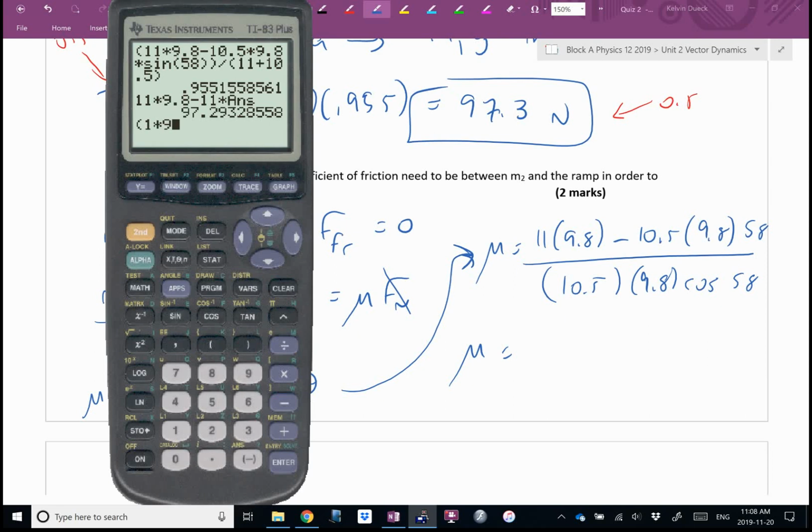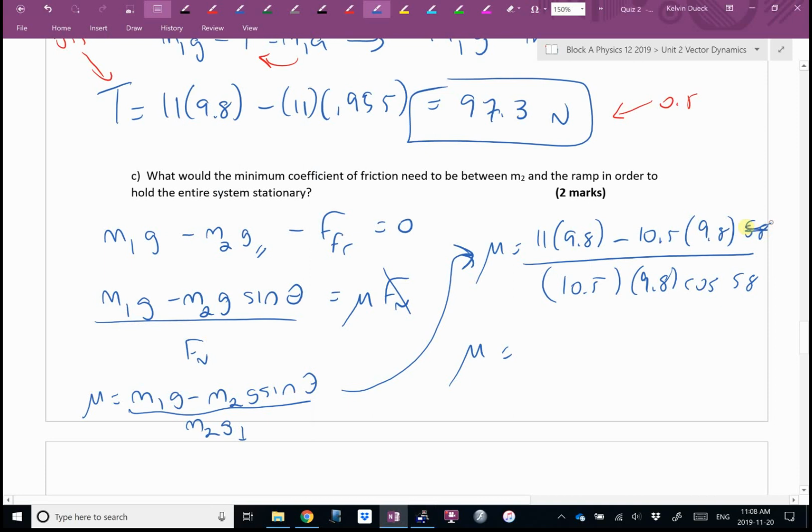11 times 9.8 minus 10.5 times 9.8. The sine didn't show up, Mr. Dueck. Sine 58. Forgot to write the trig function.